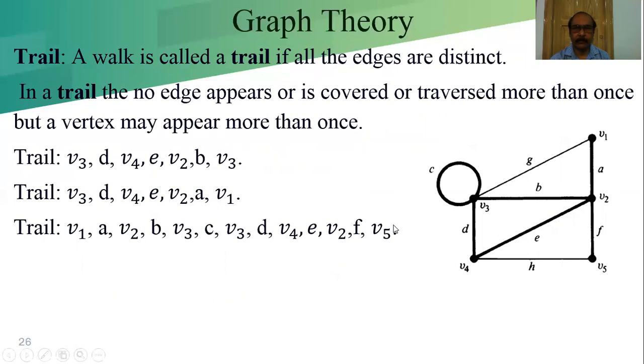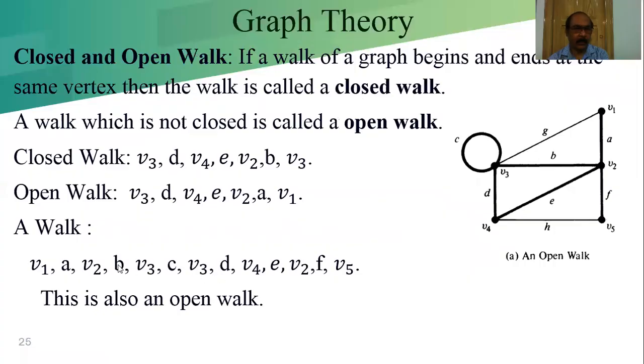Trail. A walk is called a trail if all the edges are distinct. That means the open walk I showed in the previous slide is also a trail, because no edges are repeated there. In the previous example, no edge is repeated here, but the vertex is repeated.